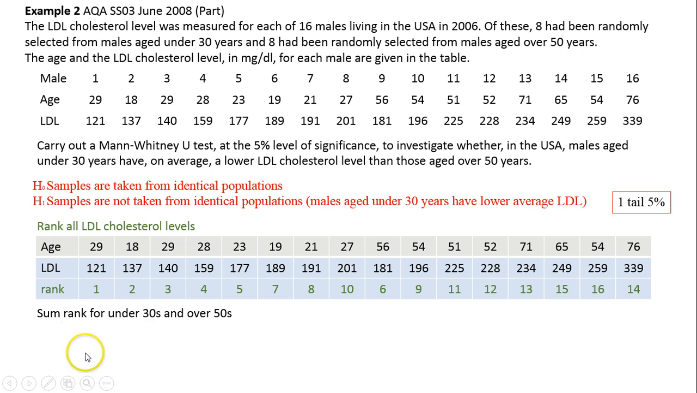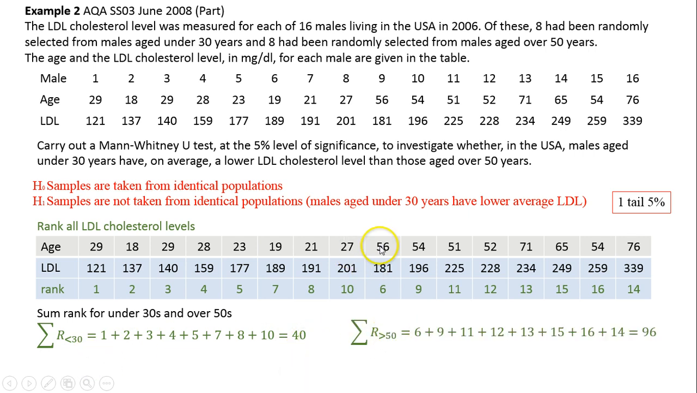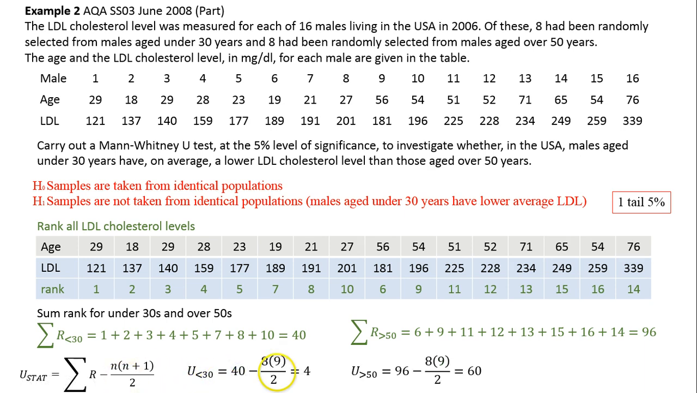Sum the rank for under 30s and over 50s. So under 30s we get 40. For the over 50s, these ones, we get 96. So we need to work out the U, the test statistic. So it's R minus n(n+1)/2. So for the under 30, we get 4. For the over 50, we get 60. Pick the smallest, so U is 4.